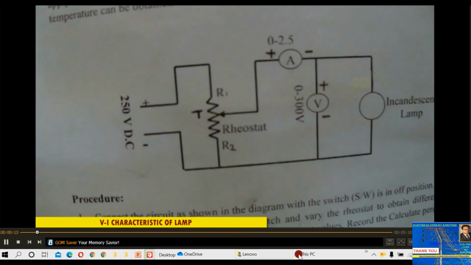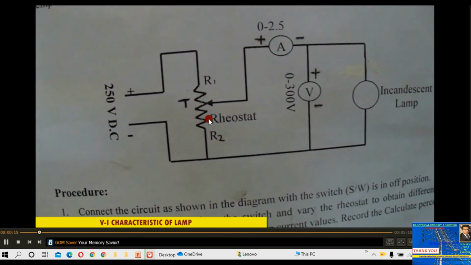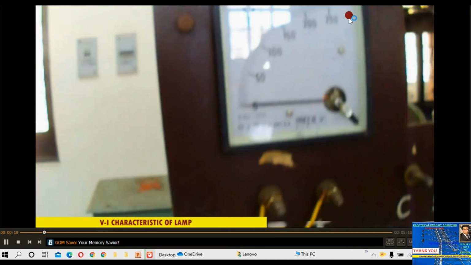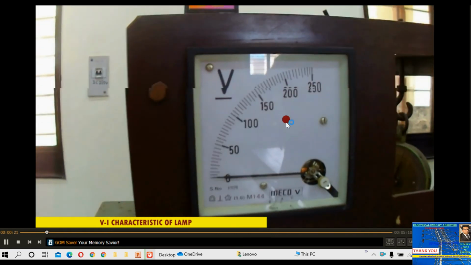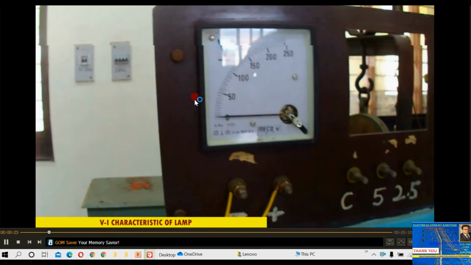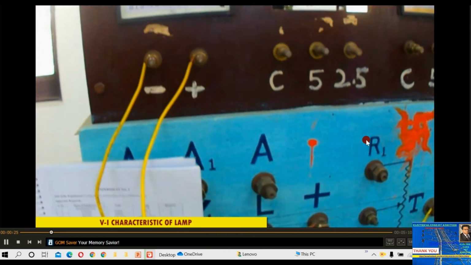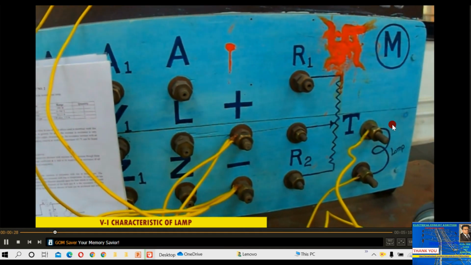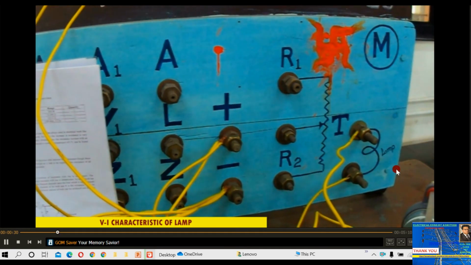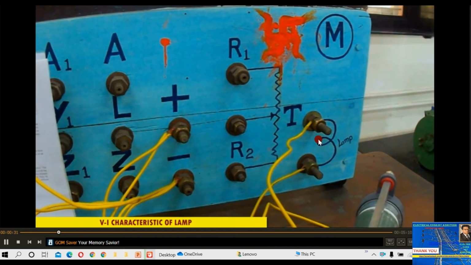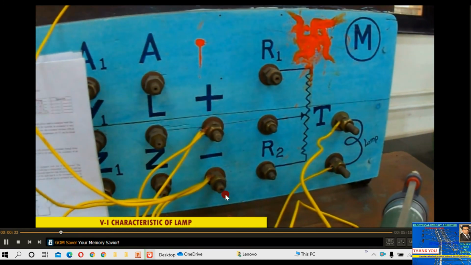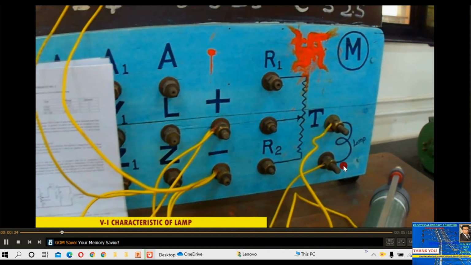Okay, this is the circuit diagram, and this is the DC rheostat, and this is the voltmeter. This voltmeter will measure the voltage across the lamp, and this is the plus and minus terminal. Okay, this is plus, this is minus, and this is the lamp load.